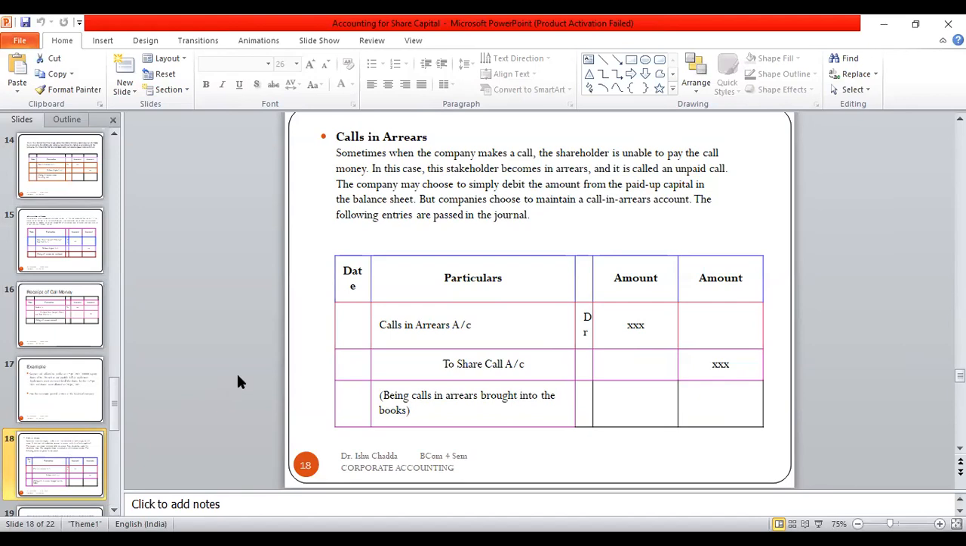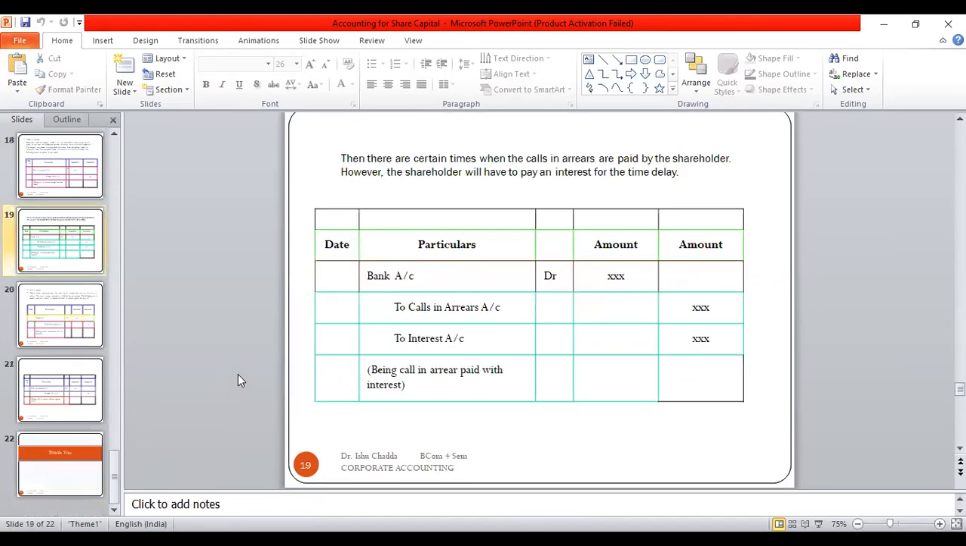The next one: there are certain times when the calls in arrears are paid by shareholders. However, the shareholder will have to pay interest for the time delay. Sometimes the calls in arrears are received later and the shareholder also pays the interest, that is bank account debited to calls in arrears and interest, because they have made the payment late.